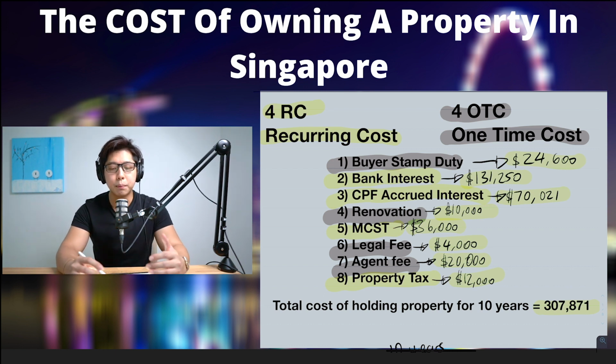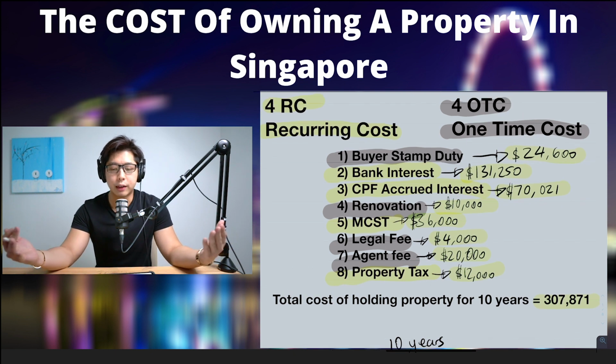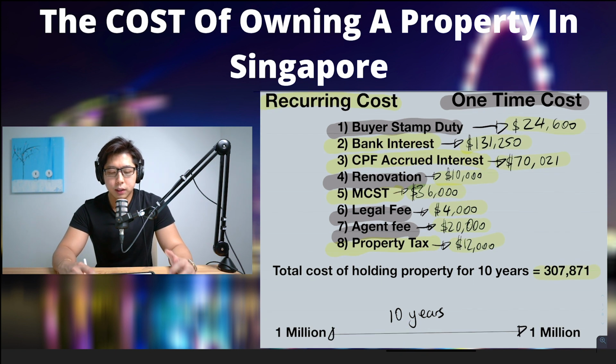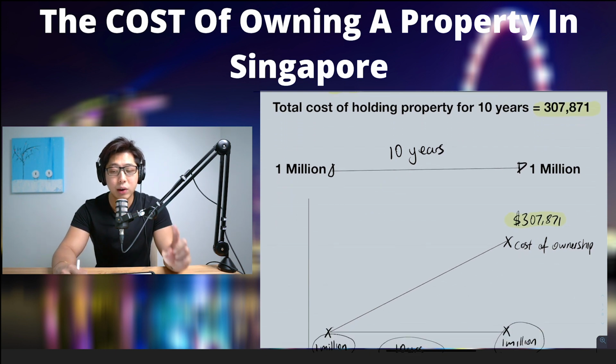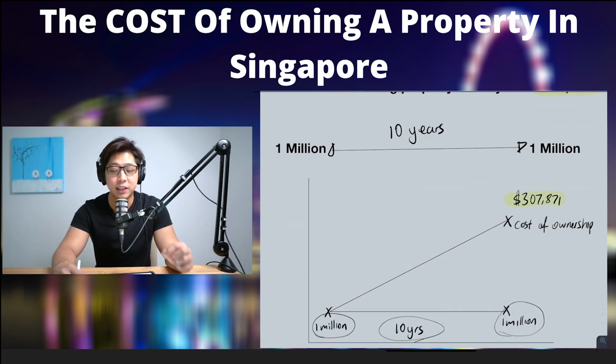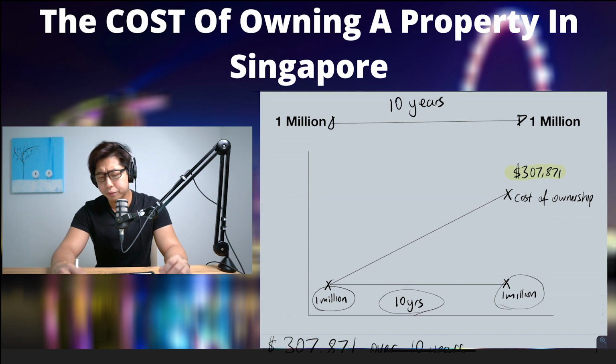So as you can see, I've already input some numbers onto the screen, and this is based on a $1 million assumption. Okay, so if you were to buy a $1 million property and hold on to it for 10 years, this is approximately the cost that you have to incur. Now, if you want to find out how I get to the numbers, you can actually contact me. However, if you're taking down notes, feel free to use this as a template if you want to buy a property, right? So the total cost of holding on to a $1 million property over 10 years is approximately $307,871. Now, this is a crazy amount of money to hold on to this property, okay?